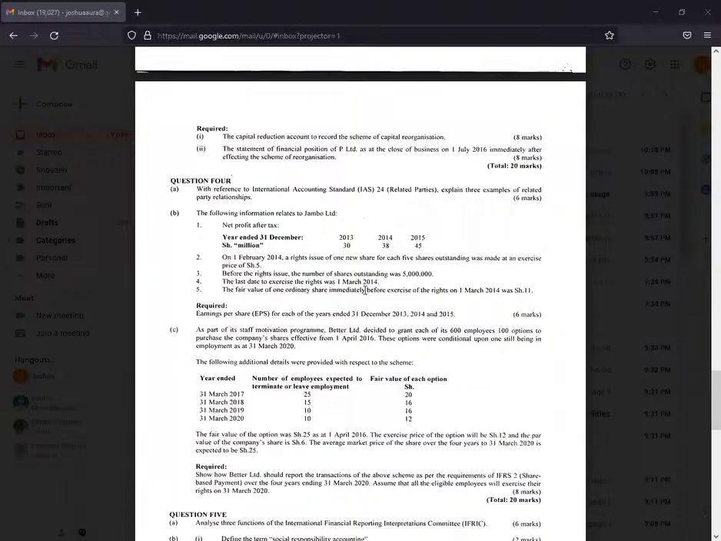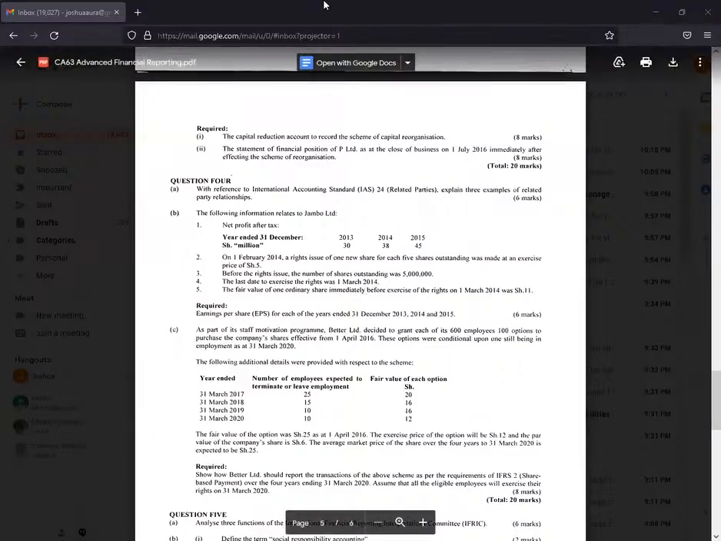Note number 5, the fair value of 1 ordinary share immediately before exercise of the rights on 1st March 2014 was shillings 11. Now, what a good student will do in such a question is to single out and identify, of course, the low-hanging fruits. Like in this particular question, can somebody tell me, what do you think is the lowest hanging fruit here that we should be able to harvest? Which is ripe?